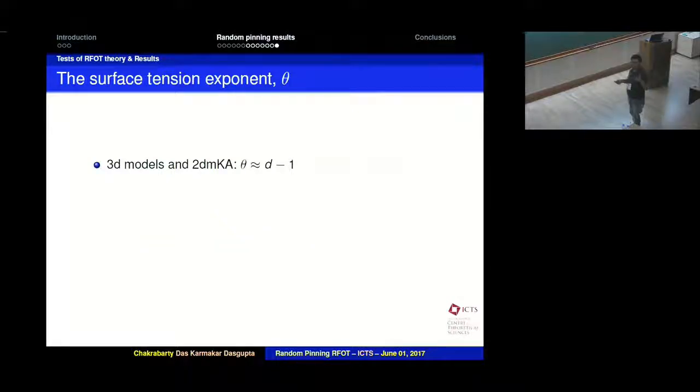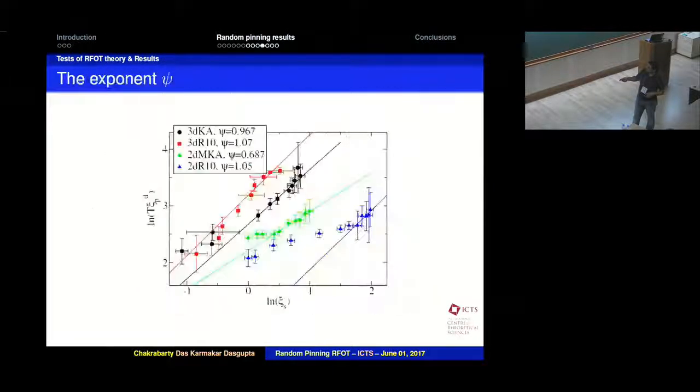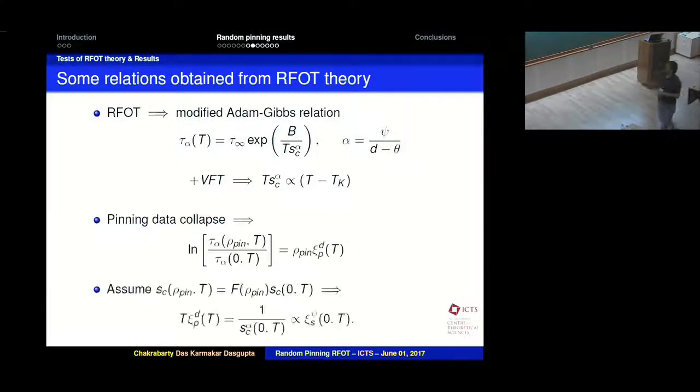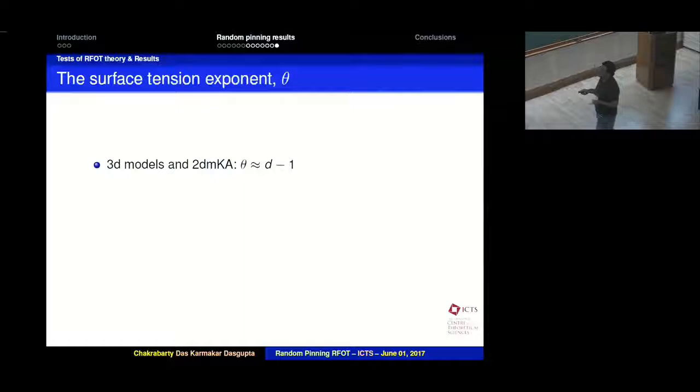Then what about the surface tension exponent of RFOT? Now you have the relation that alpha is equal to psi over d minus theta. So from that, now you have two of these 3 numbers, and from that you can calculate the surface tension exponent. For the 3D models, the 3D R10 and 3D KA, you see that theta is very close to d minus 1, and also for the 2D modified Kob-Andersen, the theta comes out to be very close to d minus 1.